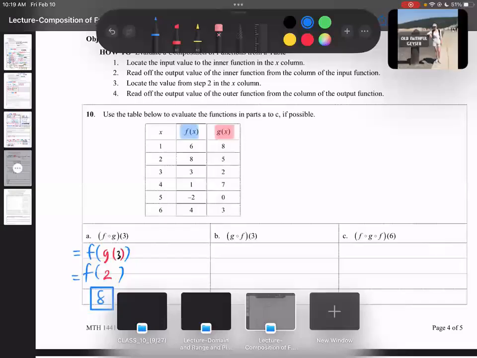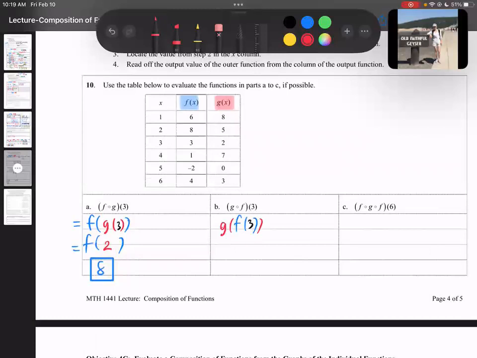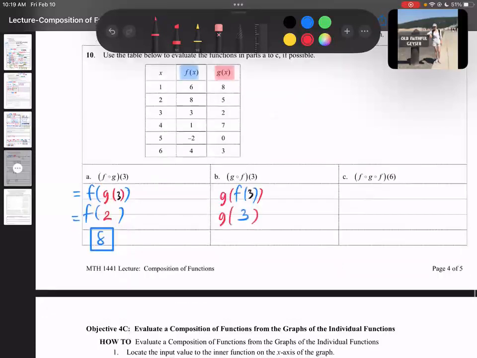Record. All right, what did you get? 2? Is that what you got, 2? Yeah, all right, let's check it out. G is the outside function, and then F is the inside. F of 3 is 3, and then G of 3 is 2.